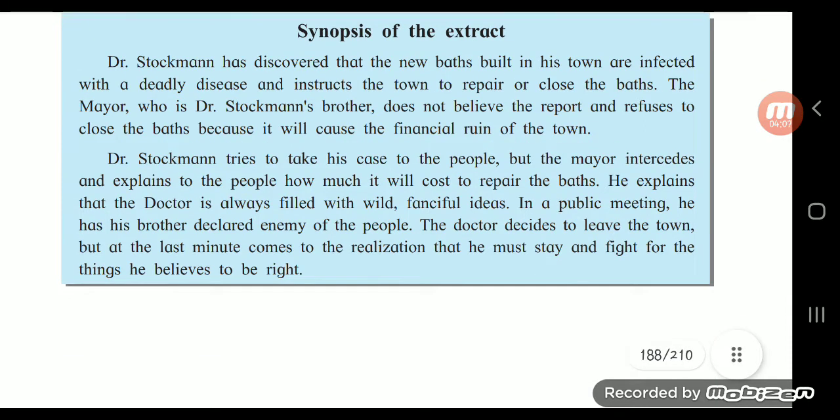Dr. Stockman tries to take his case to the people, but the mayor intercedes and explains to the people how much it will cost to repair the baths. Okay, now see, this is a very real kind of thing that people most of the times do not have the whole idea or clarity about the whole situation. So they tend to accept the idea which is more close to them, right?